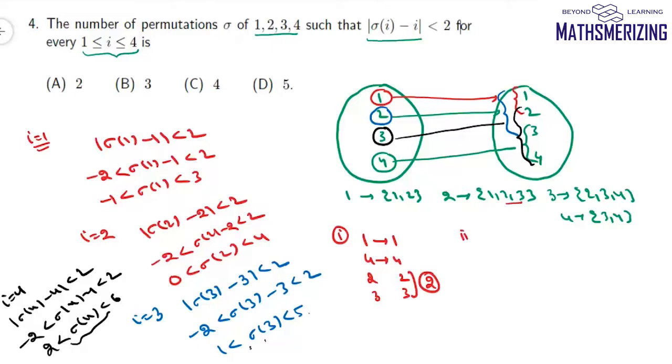Now we'll consider the second case when 1 is mapped to 1, 4 is mapped to 3. In that case, we now have 2 and 3 here, and here we have 2 and 4. Now for this 2, there is only one option, which is 2, and this 3 again will have only one option. So there is only one case when 1 is mapped to 1 and 4 is mapped to 3.